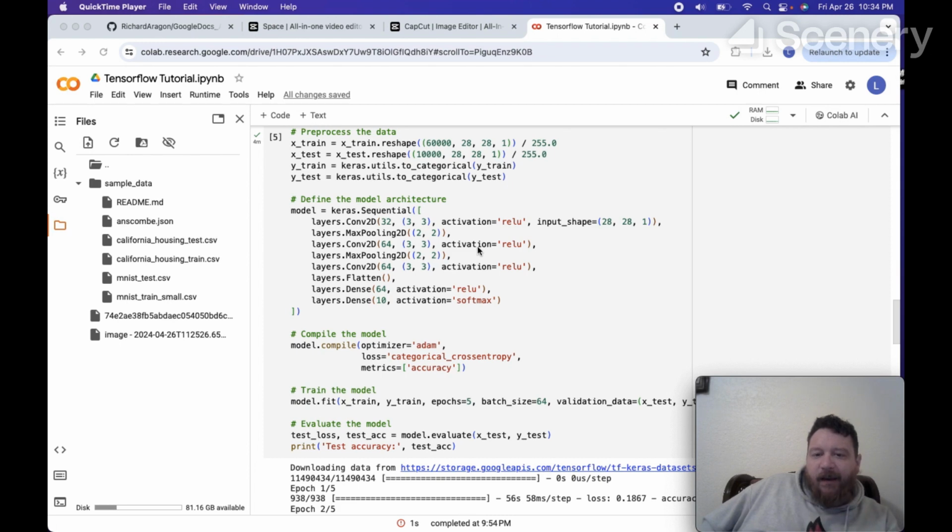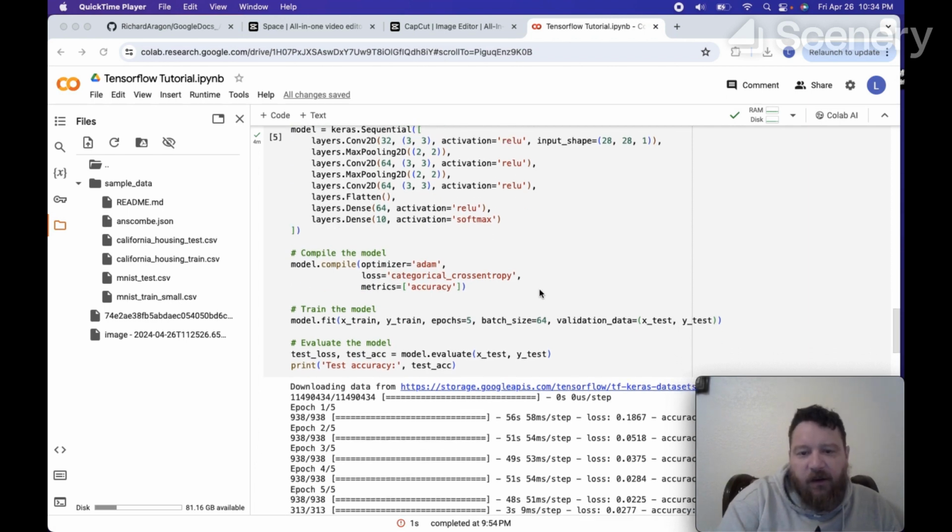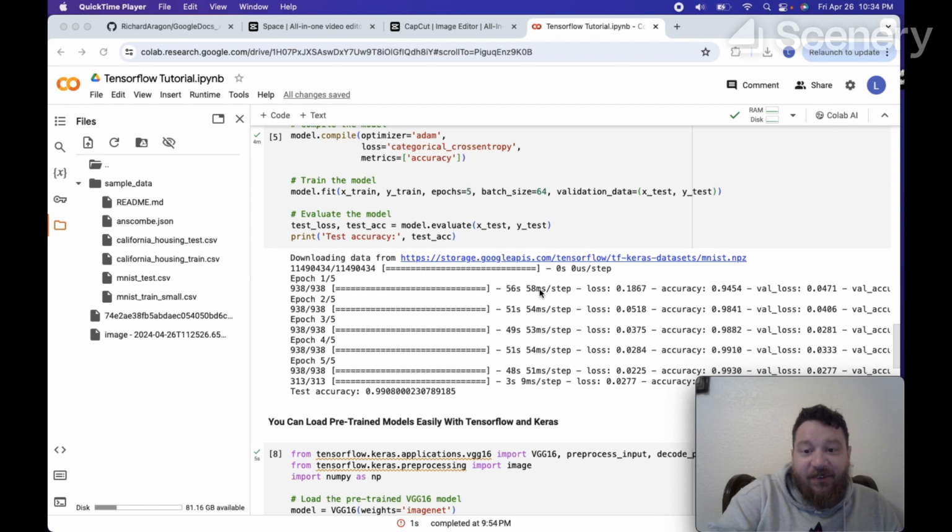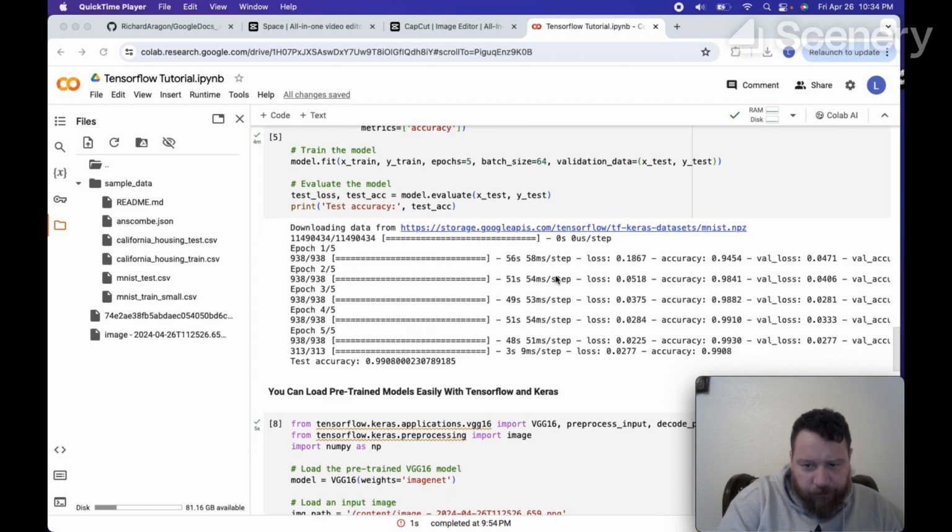TensorFlow is doing all of that back-end work and back-end functionality for us, and then we just have to pick the optimizer, which would be Adam in most instances, or pick the activation function, which in this instance would be ReLU and softmax, because we're doing image optical character recognition. So ReLU and softmax would be the two standard activation functions that we would use there.